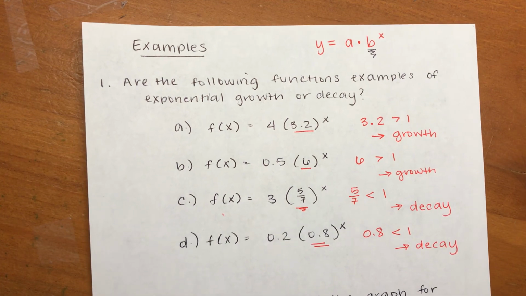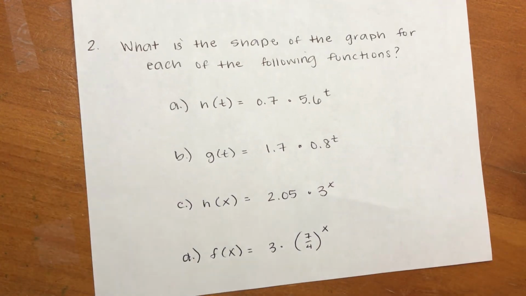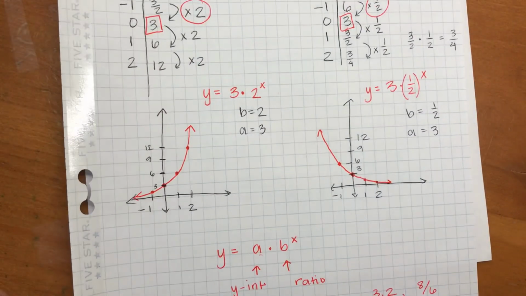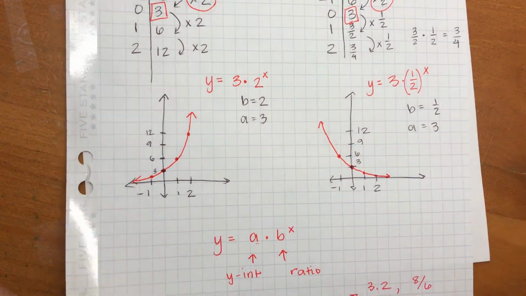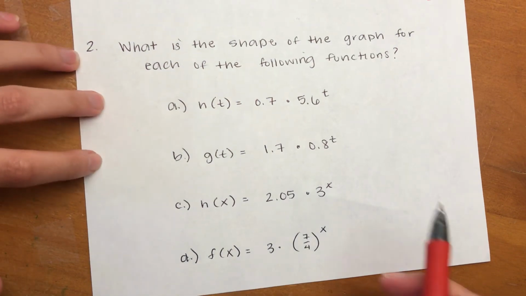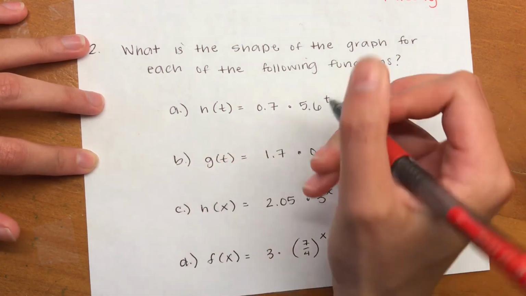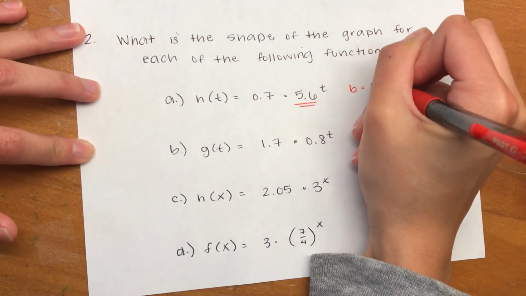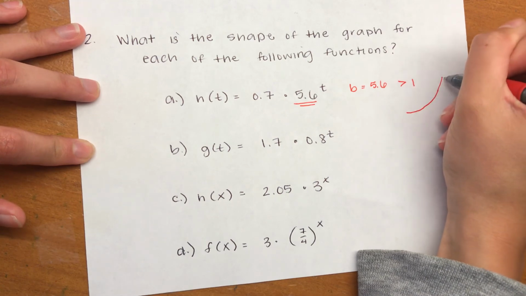All right, pause that and go back if you need to. If you're ready, we're moving on to part 2. What is the shape of the graph for each of the following functions? Okay, so what we're thinking about here is we're thinking back to our examples here. Exponential growth will always have this upward curve. Exponential decay will always have this downward curve. So here, looking at my b value for h of t equals 0.7 times 5.6 to the t, my b value is 5.6. Since b equals 5.6, which is greater than 1, we have growth, and growth will always be this shape.